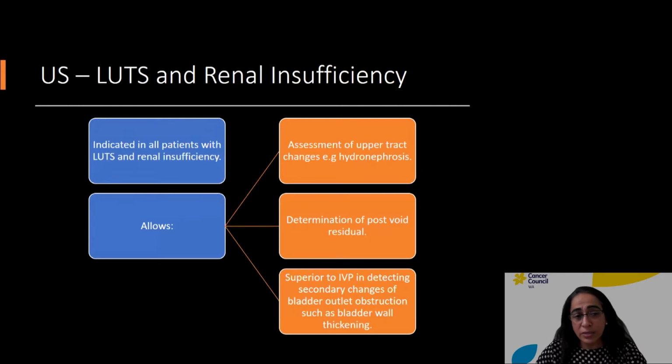Ultrasound is indicated in all patients with lower urinary tract symptoms and renal insufficiency. It allows assessment of the upper tract for looking for hydronephrosis. You can determine post-void bladder residuals, and in fact, ultrasound is superior to IVP in detecting secondary changes of bladder outlet obstruction, such as bladder wall thickening.